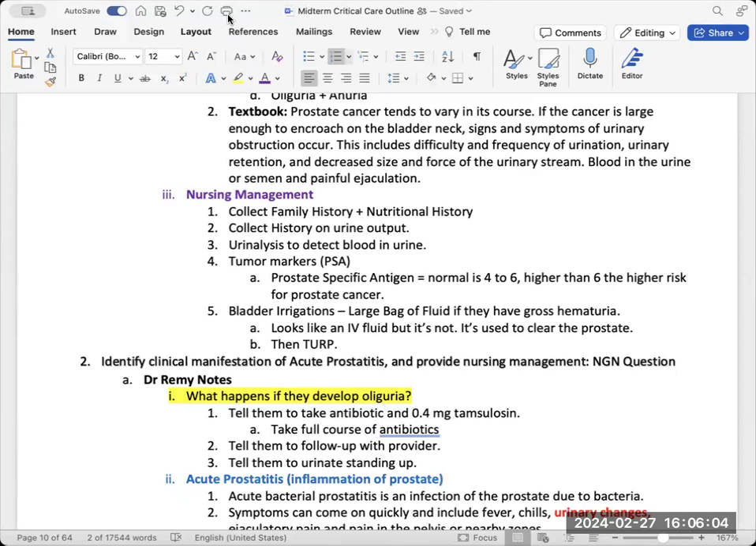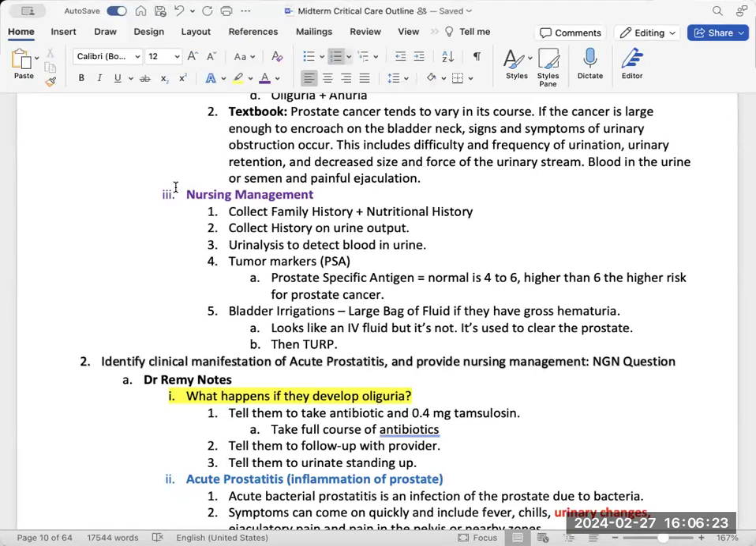I'm not really sure what the bladder irrigation thing is. If anybody wants to explain what that is, I would love that, because I'm not really sure what she was talking about when she mentioned bladder irrigations for nursing management.